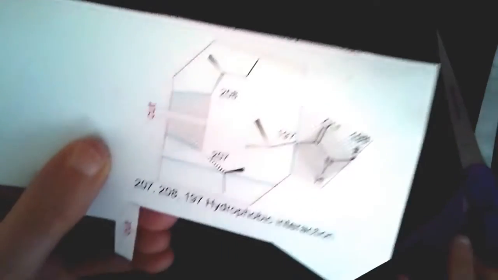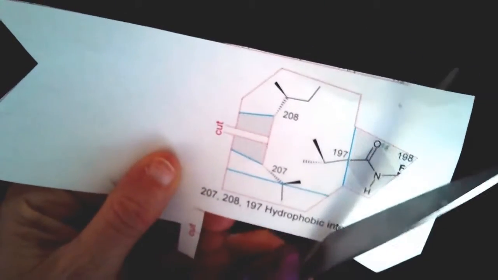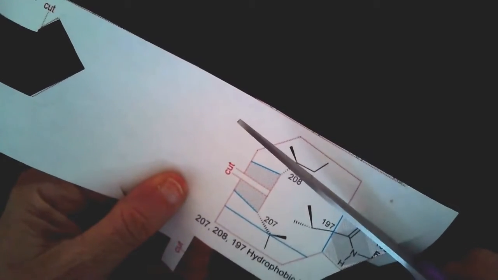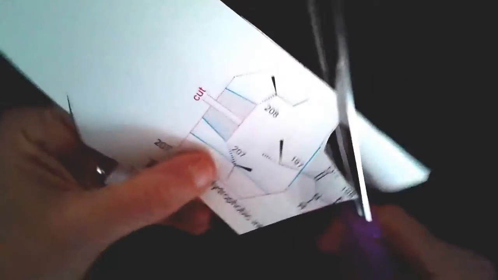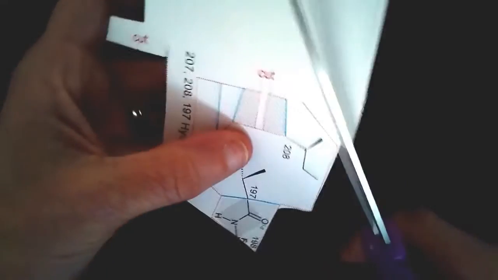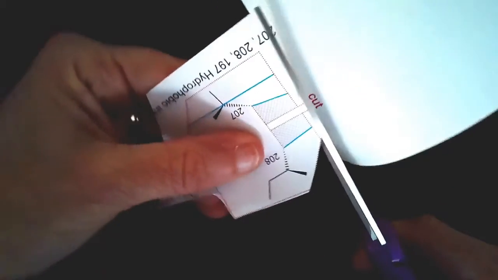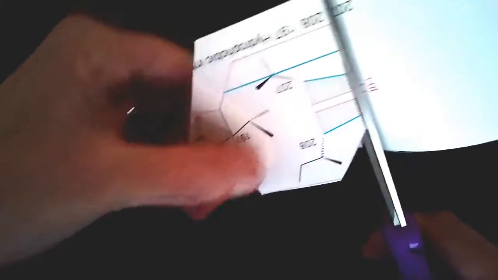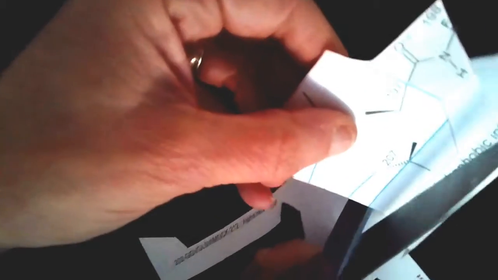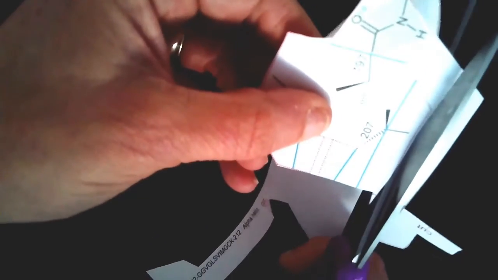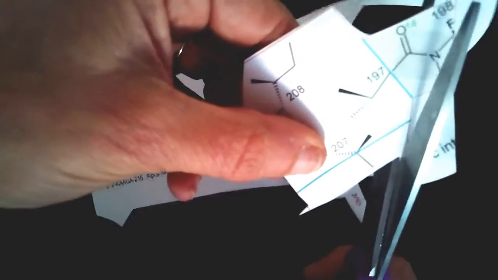So let's go ahead and cut this out. The last interaction is the hydrophobic. Again, you're just going to cut around the red dashed lines. And of course, you can see where there's going to be some folding and some gluing. Look at this. This is a fancy set of flaps here. And again, you can tell we're going to be looking for amino acids 207, 208, and 197. Those are the hydrophobic ones. I'm going to do the best job cutting there. I'll trim that back up.